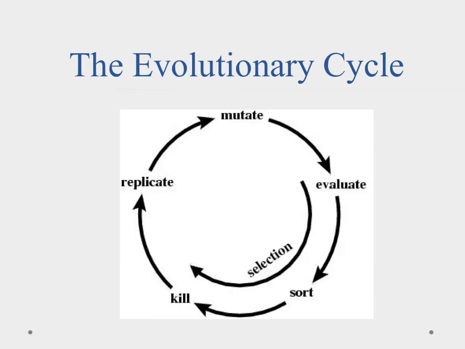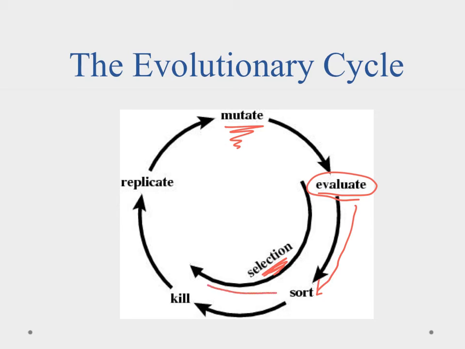Now the evolutionary cycle is going to be a little bit more complex, and we'll talk about that one a little bit later when we talk about evolution. But basically we're going to start with something like a mutation, some new thing. That new thing is going to be evaluated by where it's living. And as it's being evaluated like that, this is the process we call selection. So it's going to sort them into useful morphs, whether it's a good variety or a bad variety.